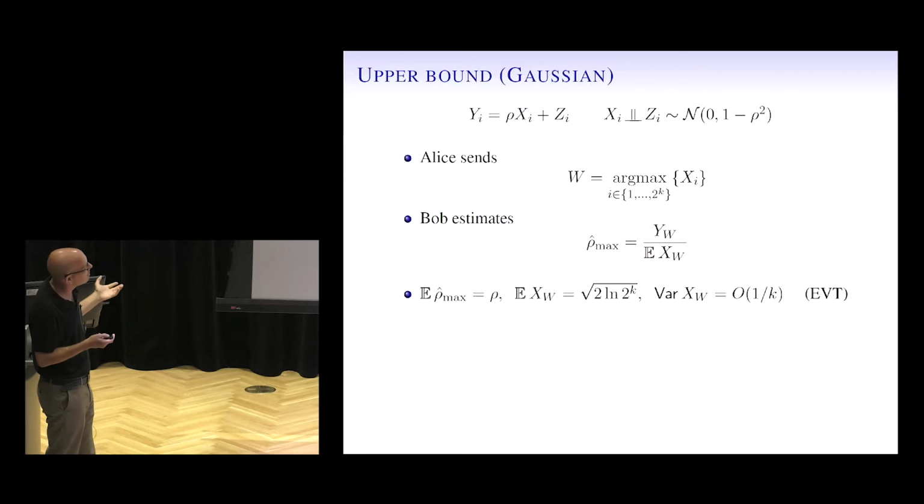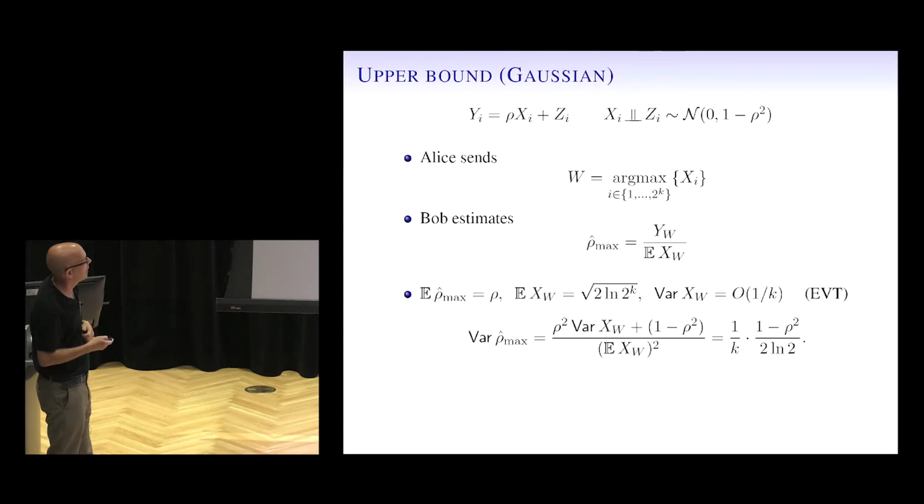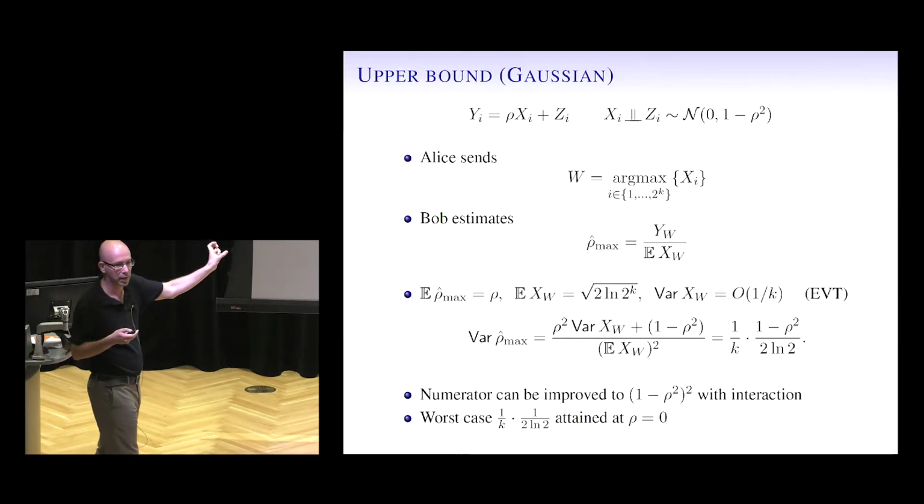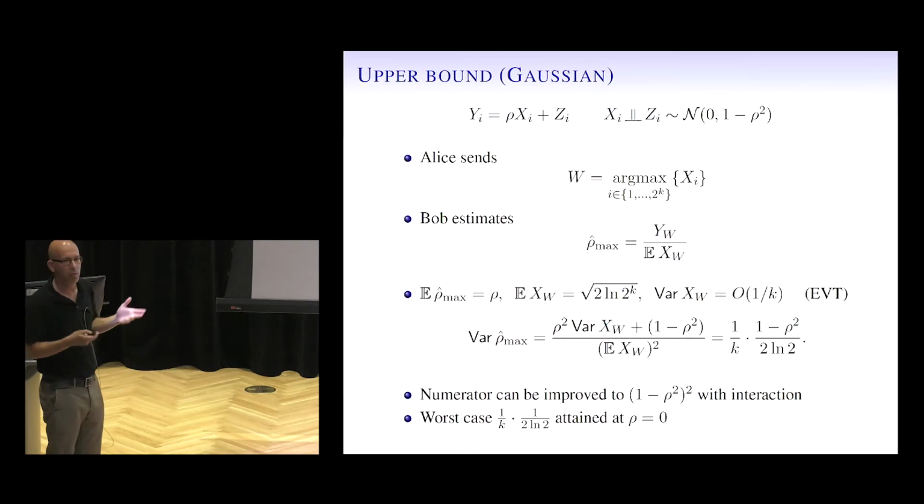And you can easily see that this is an unbiased estimator of rho, and using some standard results from extreme value theory, you could see that the expectation of this X_W is square root of 2 ln of the number of samples you're looking at, and the variance is 1 over log of the number of samples. If you plug all those results in, you get that the variance is (1 minus rho squared) squared over k times 2 ln 2. And the worst case of this is going to be 1 over k times this constant that we're looking at. And this 1 minus rho squared can be improved with interaction to be (1 minus rho squared) squared. So this is how you get the upper bound.